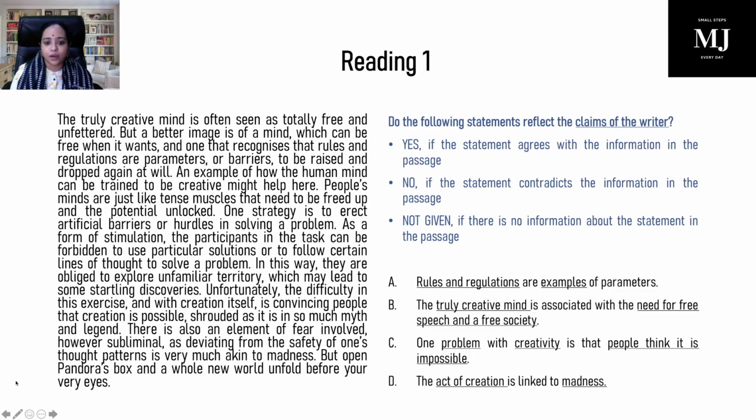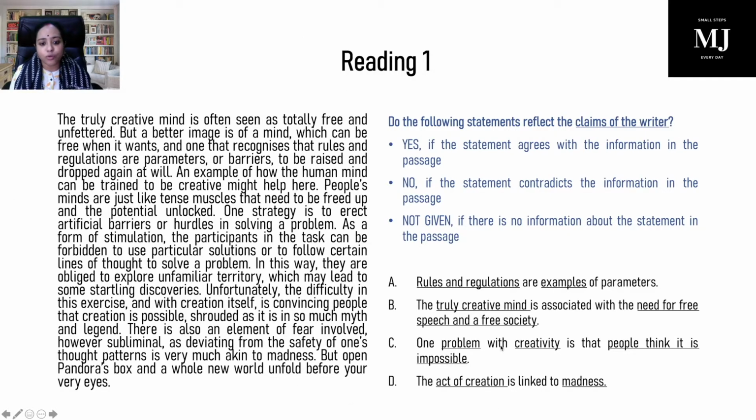Now look guys, we come to Reading 1. Something like this would be your passage. Here will be your question. Now let's read the question. Do the following statements reflect the claims of the writer? See, claims of the writer. That means this entire passage is opinionated. It has the perspective of a writer behind it. In this case, you have to mark yes, no, not given, and not true, false. Okay, because this is not factual in nature.